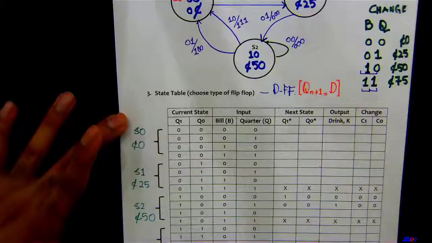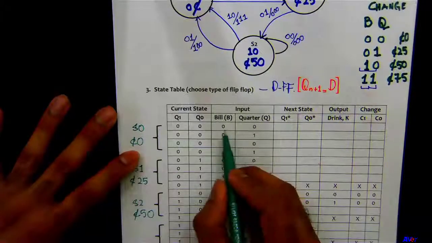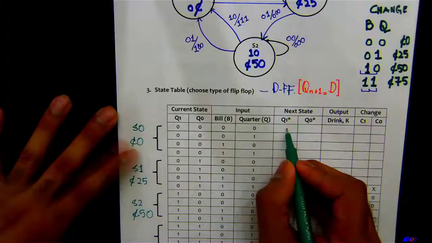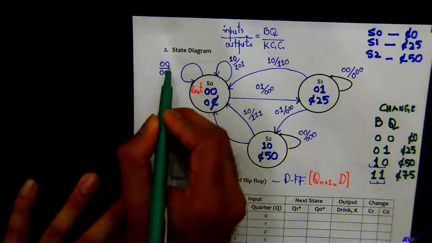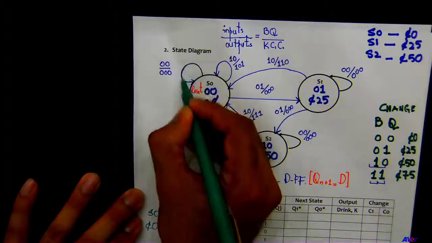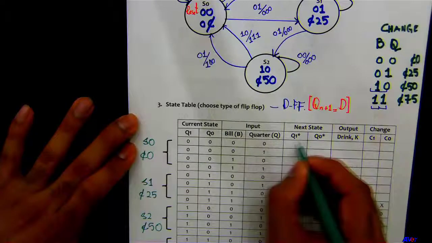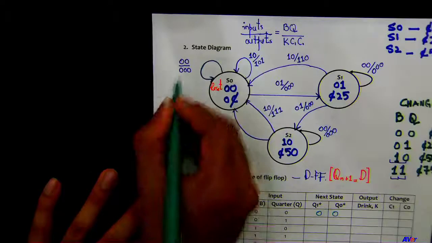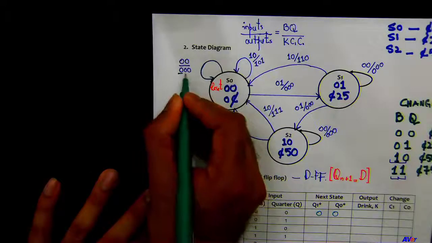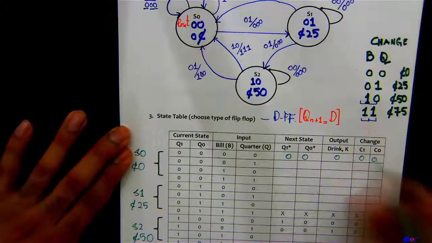Okay. All right. So if the present state is 0, 0, which means 0 cents, bill is 0, quarter is 0. What is going to be the next state? Bill is 0, quarter is 0. The next state was S0, right? Correct? And S0 is 0, 0. So 0, 0. Correct? What about the drink? Well, drink was 0 and change was also 0. Correct? So drink is 0 and change is also 0.